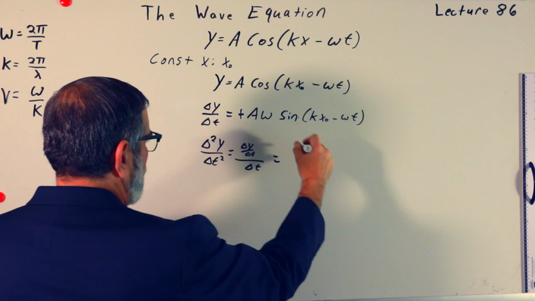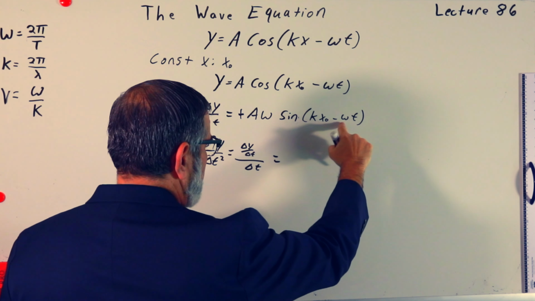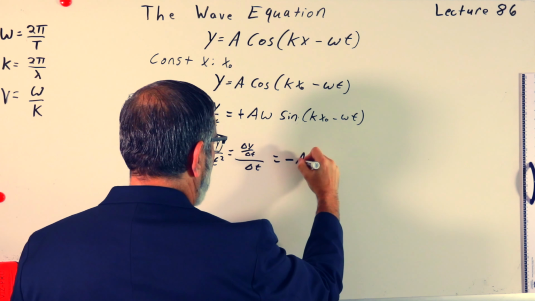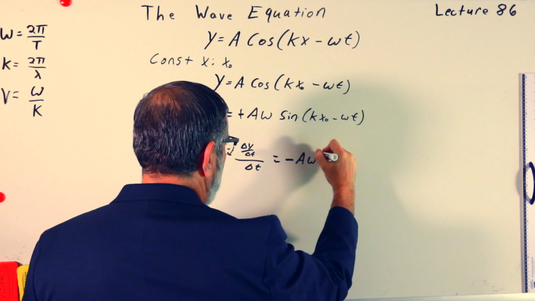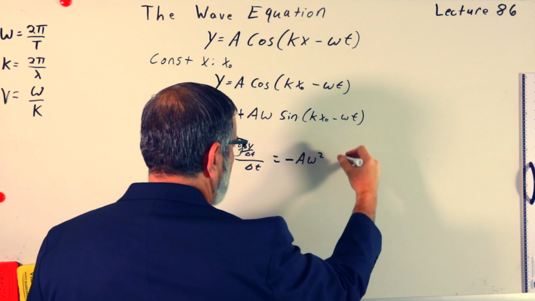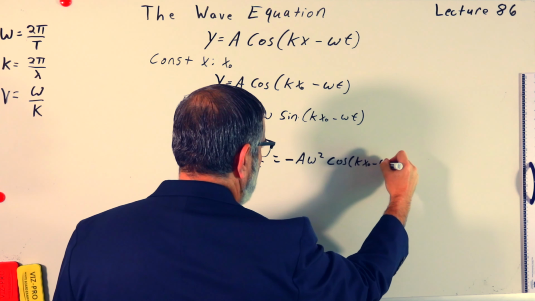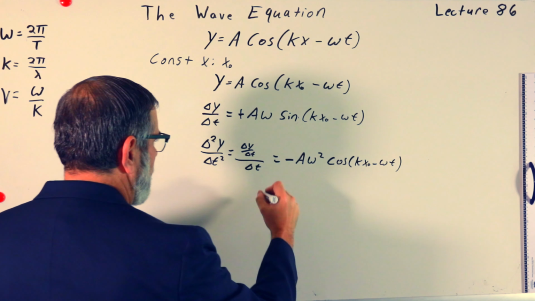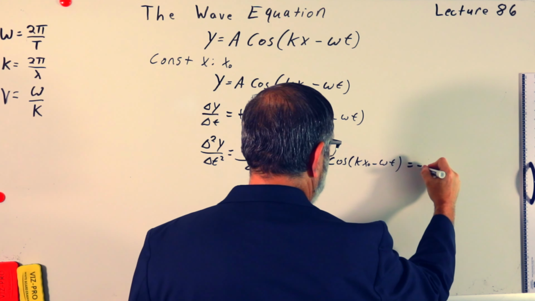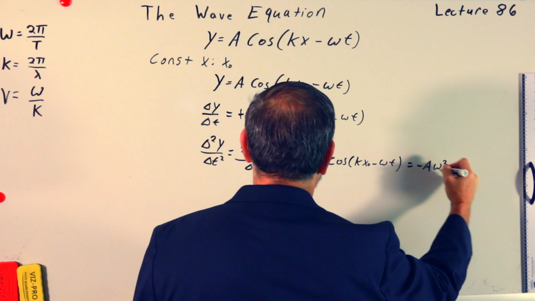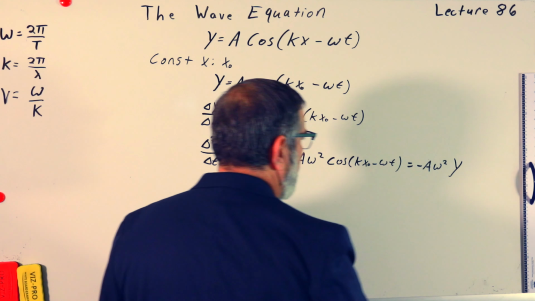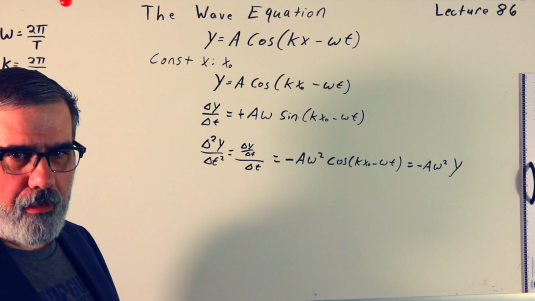And so what's that going to give me? Well, now I've got this factor minus omega that I'm going to pull out again, so that's going to make it minus A, but I already had an omega here, so it becomes omega squared. And the sine turns back to a cosine again: cosine(kx naught minus omega t), yes? But this is just equal to minus A omega squared times y, right? Yes.